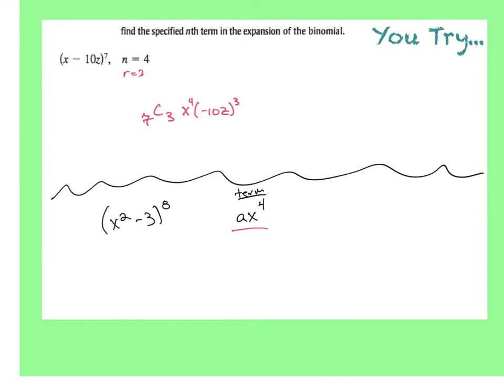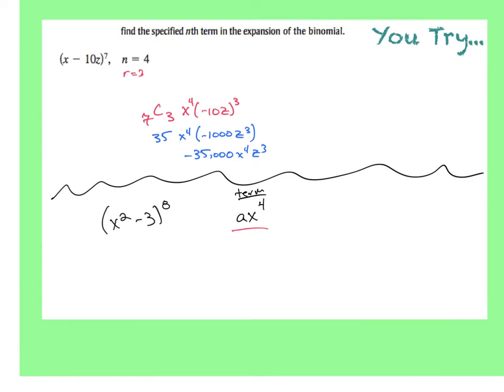So then we have to do a little bit of math. 7 combination 3 ends up being 35, and then I still have x to the power of 4. And then I have negative 10 to the power of 3, which is negative 1,000 z cubed. And so then we just do a little bit of math. 35 times negative 1,000 is negative 35,000 x to the power of 4 z cubed. All right, let's look at this next one.